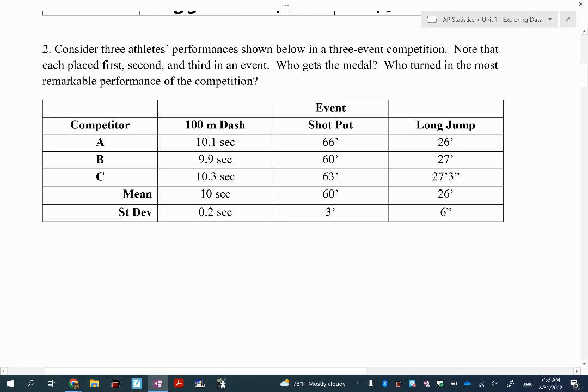But the idea here is this is getting us to start thinking about how we can standardize these different values, so that even though they're from different events, and if you look, the 100-meter dash is measured in time, the shot put and the long jump are measured in distance, in feet and even inches. Even if we have completely different events, completely different units, we can still crown a winner or award a winner because we can do something called standardization.